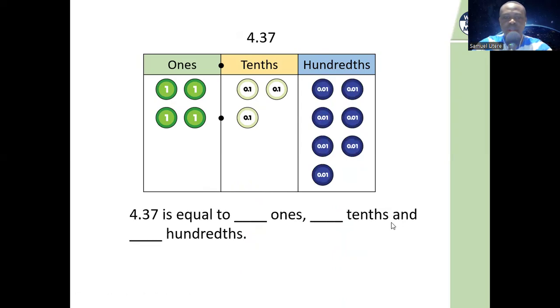So if we want to write this out in words, or complete this sentence, it will be 4.37 is equal to 4 ones, 3 tenths, and 7 hundredths. And we can write it as a number sentence here below as 4.37 is equal to 4 plus 0.3 plus 0.07.